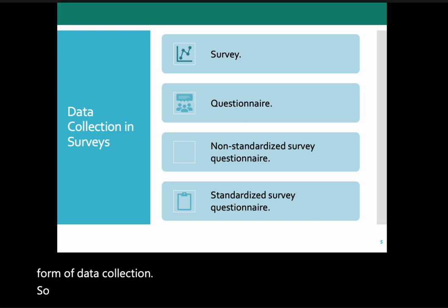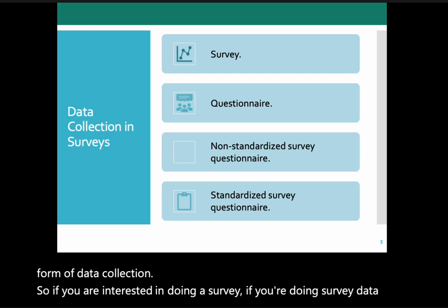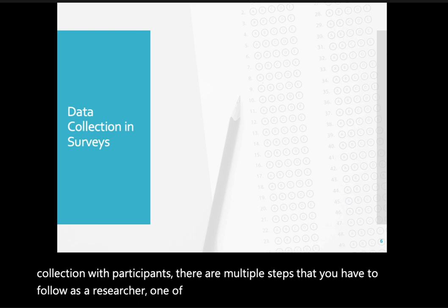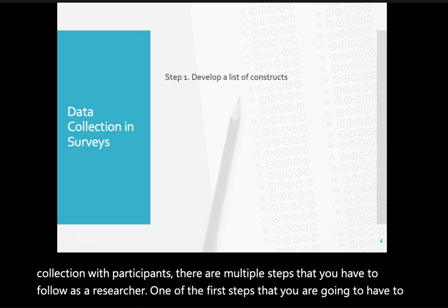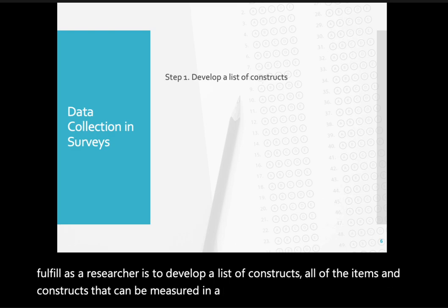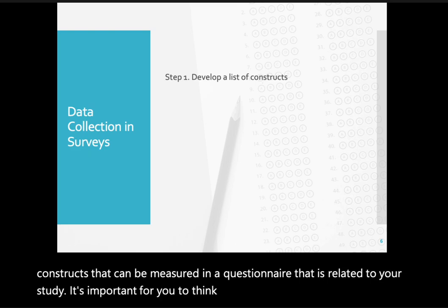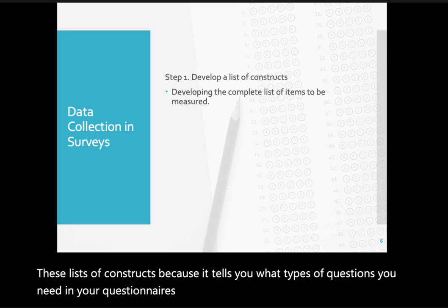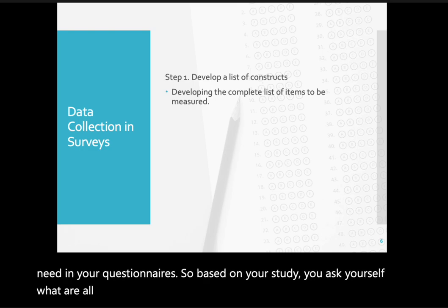So, if you are doing survey data collection with participants, there are multiple steps that you have to follow as a researcher. One of the first steps is to develop a list of constructs, all of the items and constructs that can be measured in a questionnaire that is related to your study. It's important to think about this list of constructs because it tells you what types of questions you need in your questionnaires. So based on your study, you ask yourself, what are all of the constructs that are of interest to me in this study?